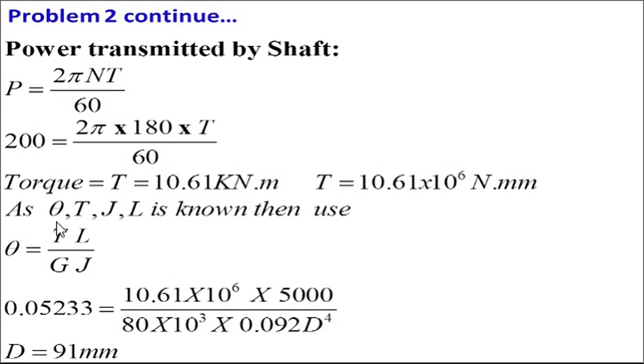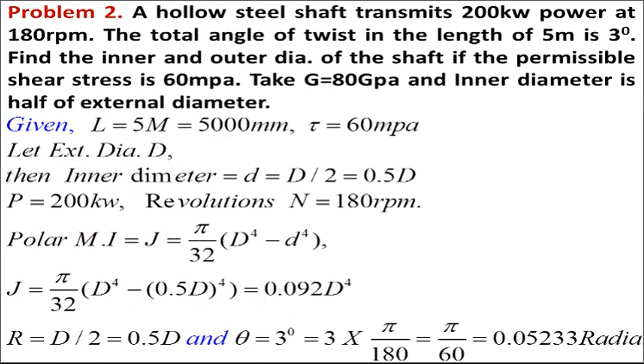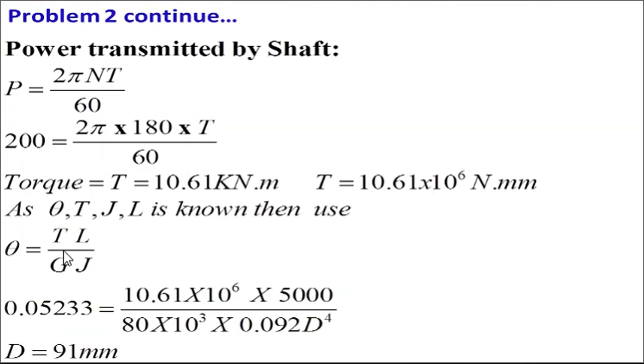And then as theta, T, J, L is known, then you can use the formula theta is equal to TL by GJ. We have used this torsion equation. Theta is equal to TL by GJ. Theta is known in radians here. We have found out theta in radians. So put all these values: torque, length, G, polar moment of inertia.